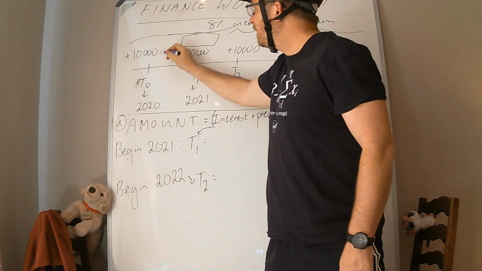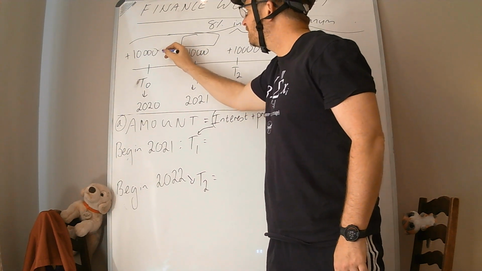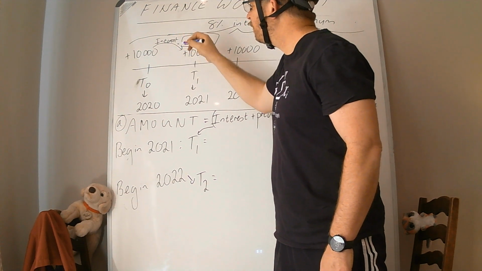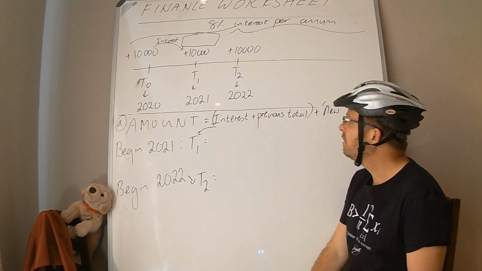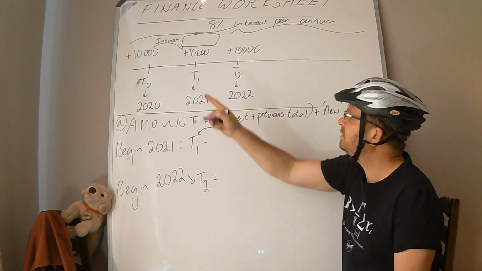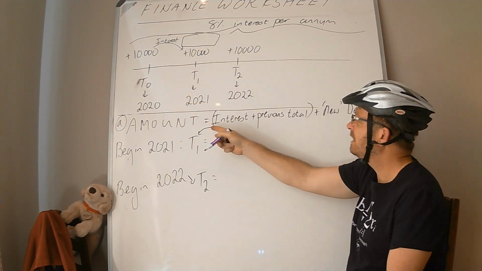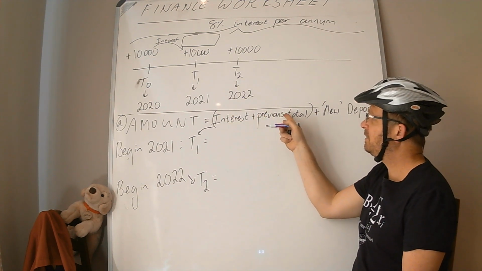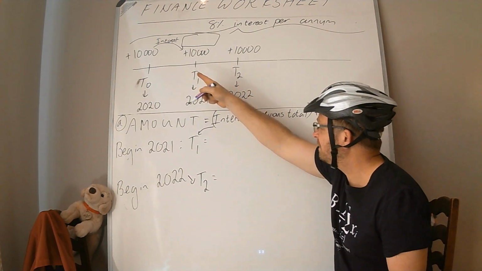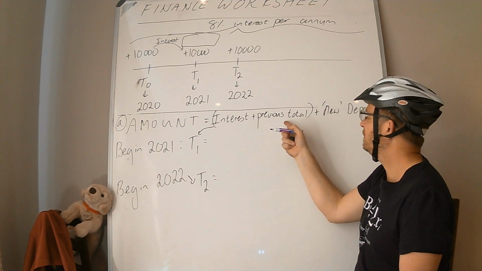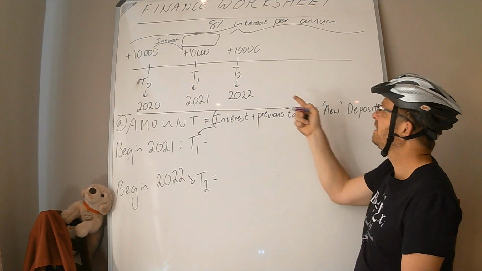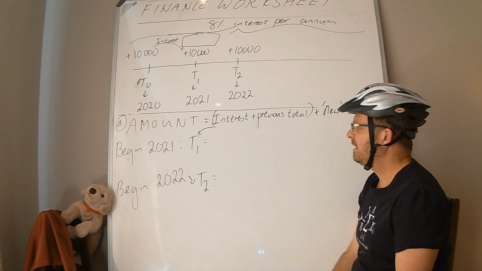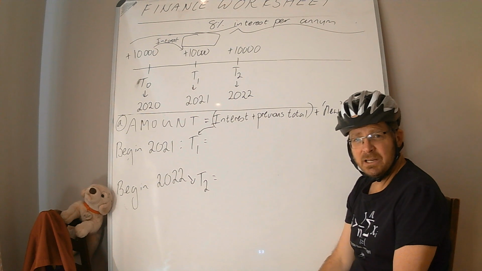So we want to know what's going to go here, and to get there, what have you done? Well, it's not just 10,000 plus 10,000, because this 10,000 Rand is going to receive interest for a year. 8% interest for 1 year, right? So it receives interest for a year, so to work out the amount in your account over here, it's going to be your interest plus your previous total, which was 10,000, plus your new deposit. In this case, there's your new deposit, your 10,000 Rand.